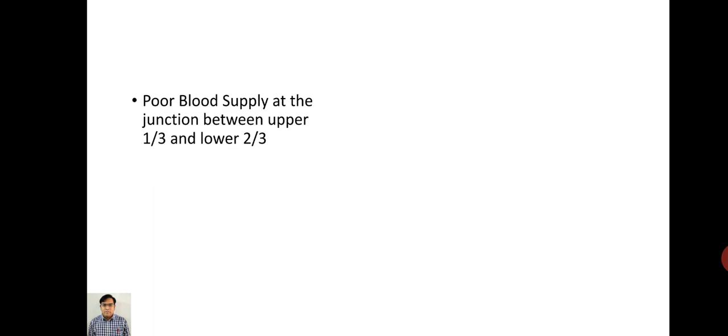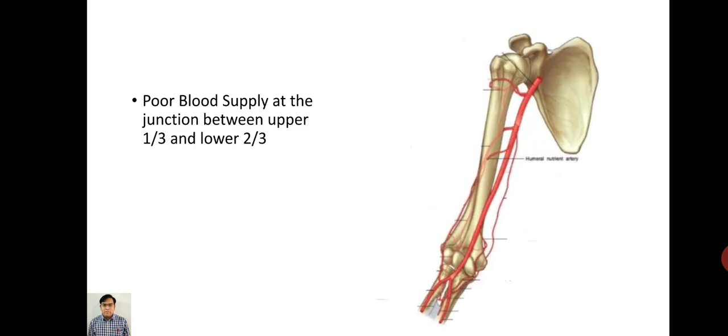Now there is a poor blood supply at the junction between the upper 1/3 and lower 2/3. So this is the diagram showing the blood supply of the humerus by the brachial artery. At the junction between the upper 1/3 and lower 2/3, if there is a fracture over here, then it will lead to non-union or delayed union of the bones.